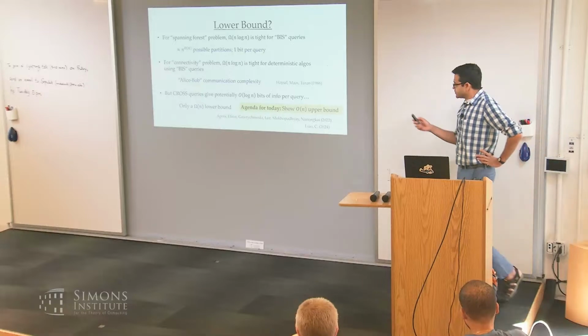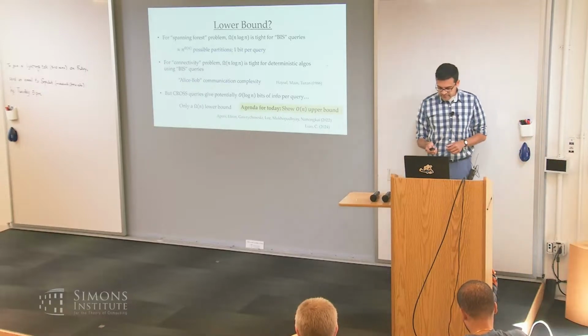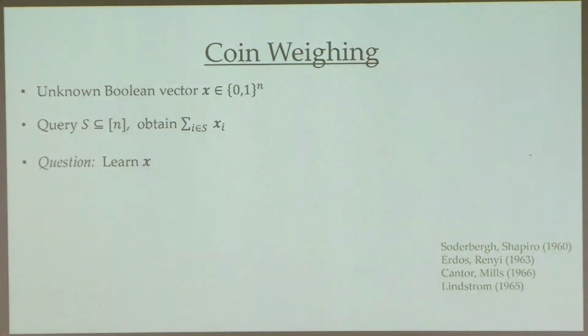So this is what I want to show. The tool that I want to show is going to use this problem called coin weighing. So slightly getting away from graphs, I have an unknown Boolean vector X, and what I have access to is that I can query a subset of these elements and get how many ones there are in that subset. I want to make as few queries as possible and learn X.